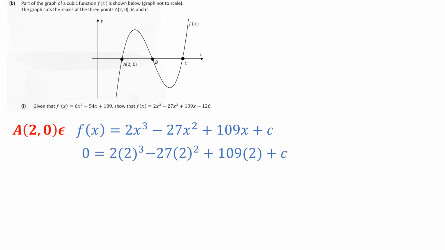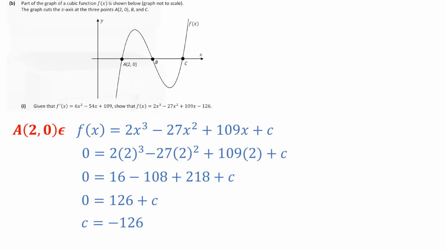Subbing it in, f of x, another way to say y, so the y coordinate is 0, the x coordinate is 2. Subbing that in, tidying it up, we end up with 0 equals 126 plus c, so c equals negative 126, which is what we expect because they gave us what we wanted. So this is our final function as they asked, so we add in a little QED.